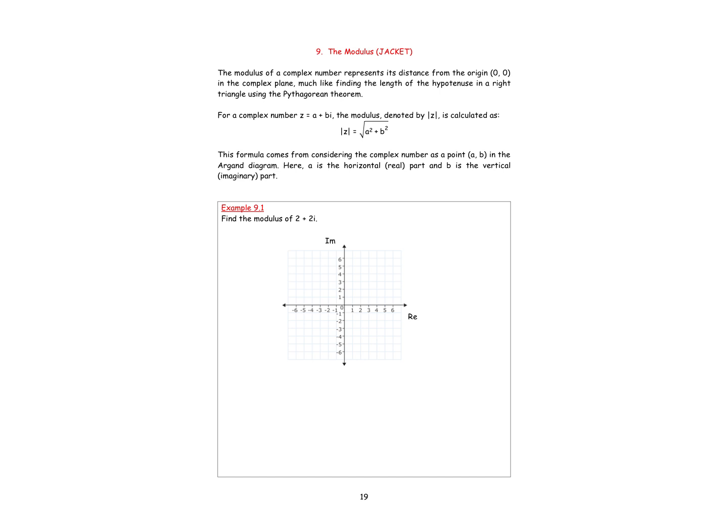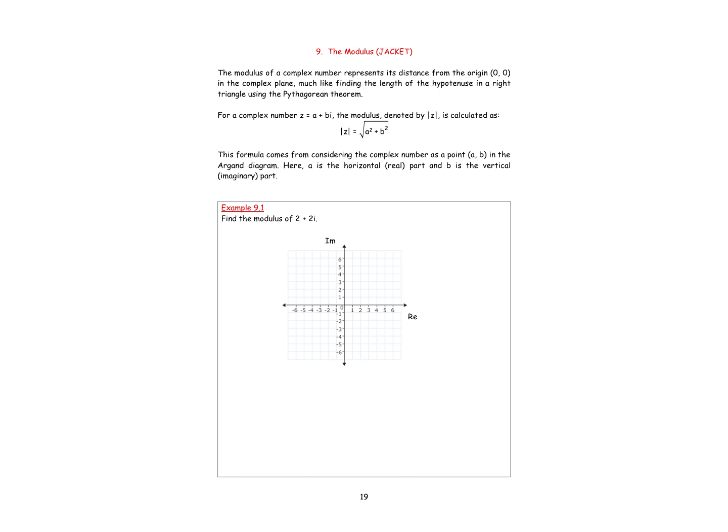For a complex number z, which is a plus bi, the modulus, which is denoted as z with two lines either side, hence why I refer to it as a jacket, is equal to the square root of a squared plus b squared. This formula comes from considering the number as the point (a, b) in the Argand diagram, and here a is the horizontal or the real part and b is the vertical or the imaginary part.